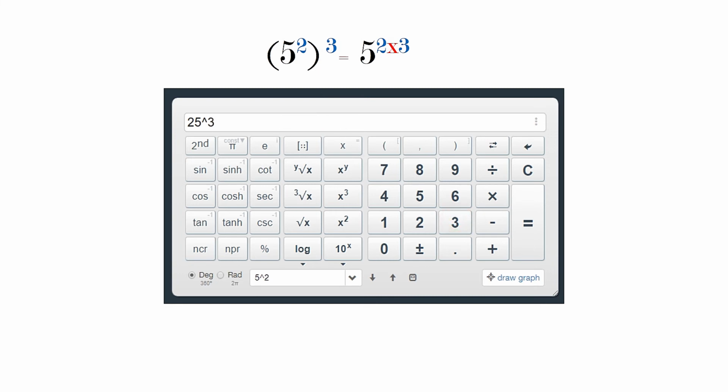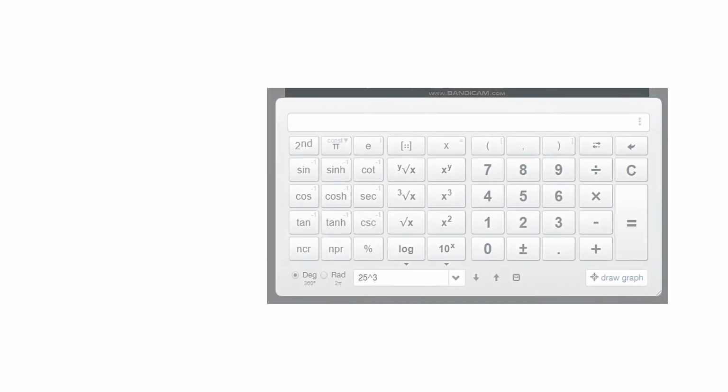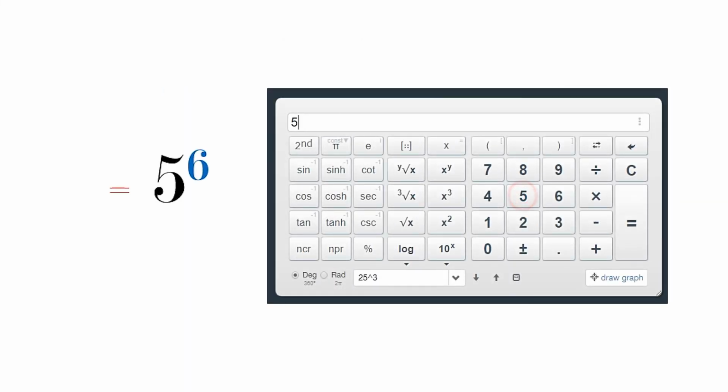25 raised to the power of 3 will give us 15,625. If we compare that with 5 to the power of 6, 5 to the power of 6 also gives us 15,625. And so the law holds.